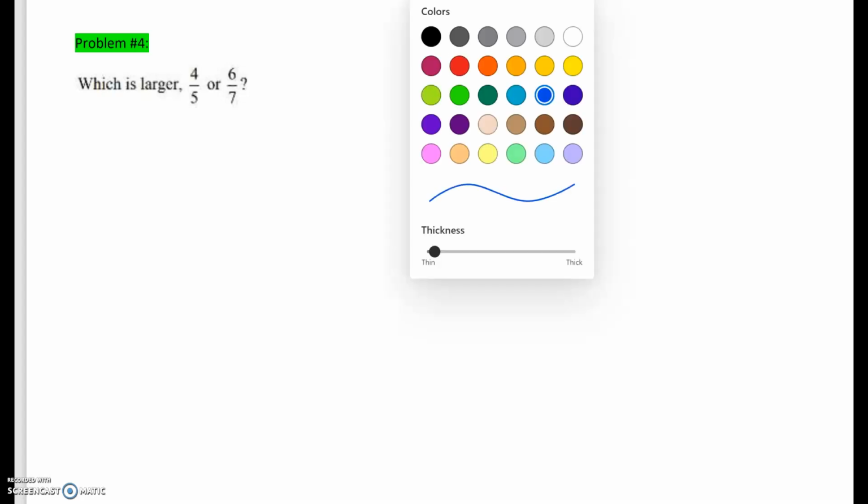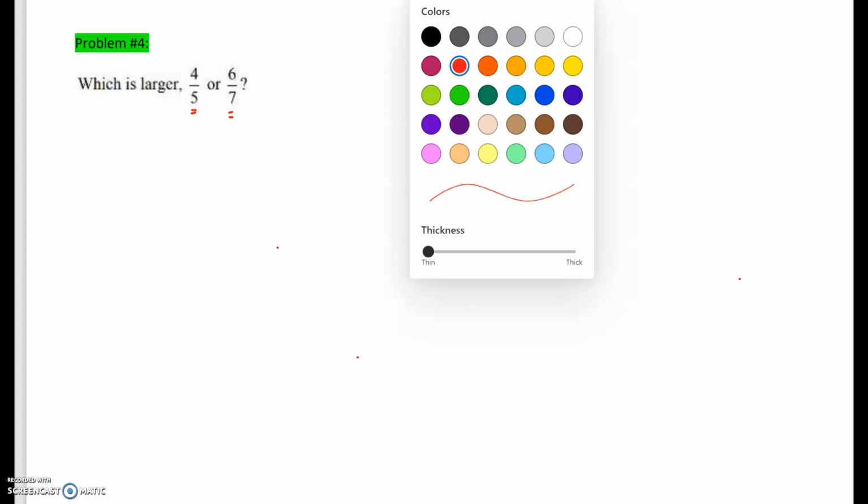Hi class, let's take a look at example 4. In example 4, they're asking which one of these two fractions is actually larger. Now here's the problem. Your fractions are not equivalent because you have 4/5 and 6/7, so the denominators are not identical. Therefore, you're not able to compare them just yet.